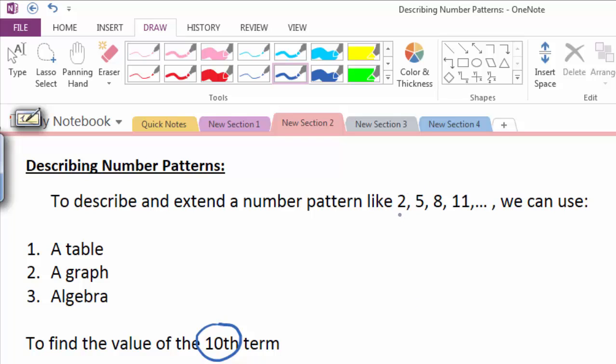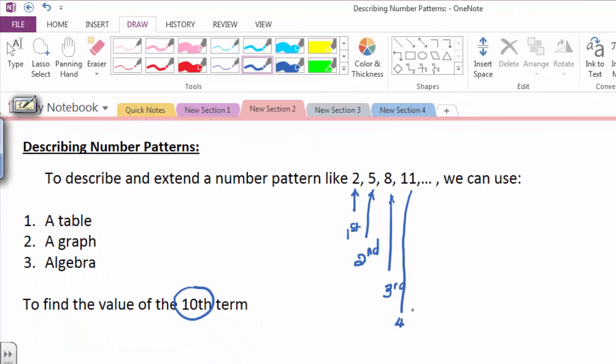If you look at this pattern, 2 is the first term, 5 is the second term, 8 is the third term, 11 is the fourth term. So each one has a position. Now we are looking for the 10th term, so it's very far. That's why we have to find a way.